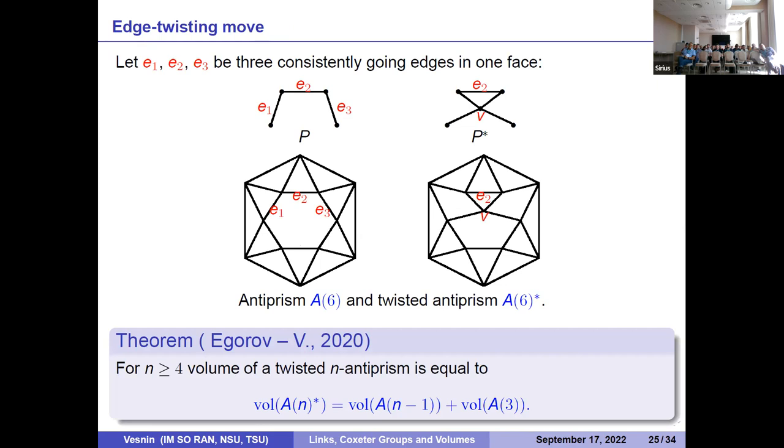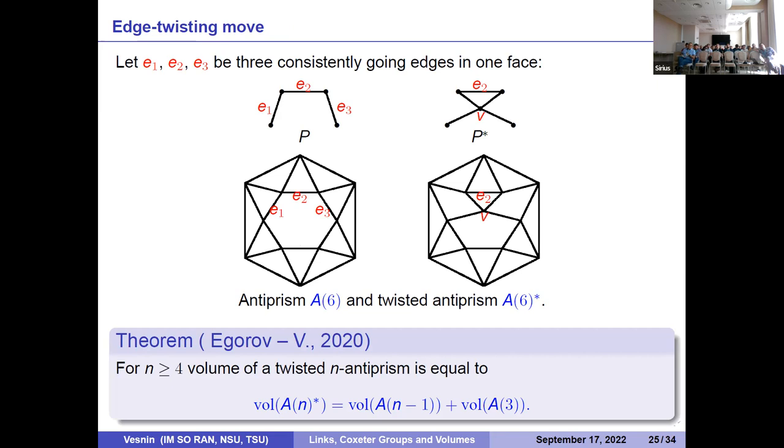So suppose you have three edges going one by one. So you change the combinatorics of the polyhedra. You remove edges E1 and E3, you create a new vertex, and you obtain a new combinatorial structure, but still covering.